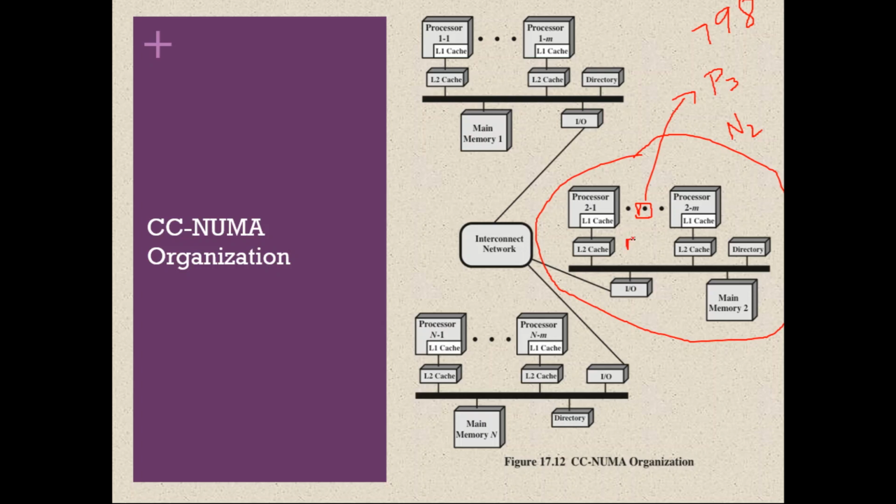Now the L2 cache will create a request, right? It will create a fetch operation. As a result, the content will be checked in the local memory. Now the content is not available in the local memory.